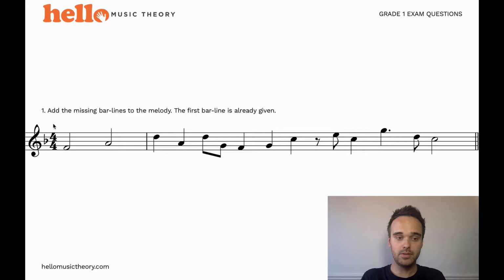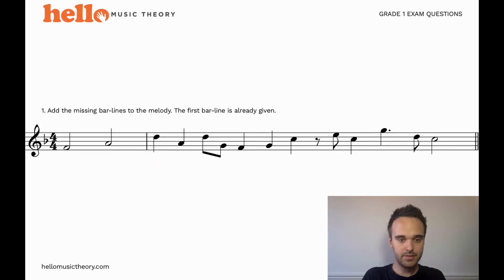When you get approached with this question in an exam or in a past paper, the most important bit of information you need to be looking at is the time signature, as this is going to determine how many beats there are before we add a bar line. The second good bit of information is where this first bar line is. For Grade 1, they will always add in the first bar line for you already completed. So this point here is where we're going to be starting from. Then we're going to go through, count how many beats there are in a bar, and then add a bar line.